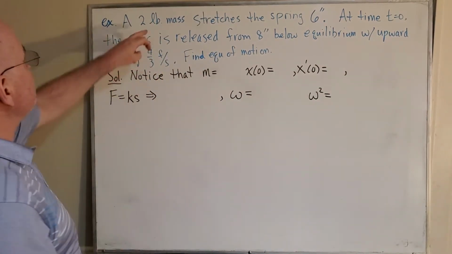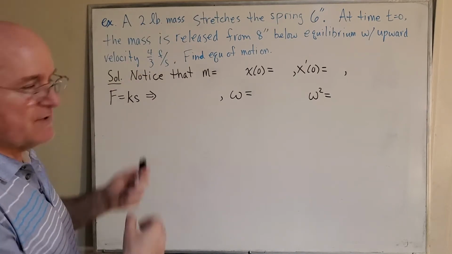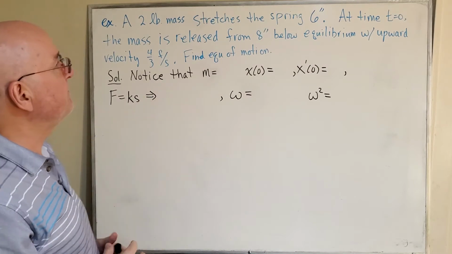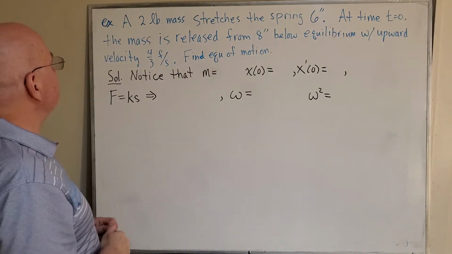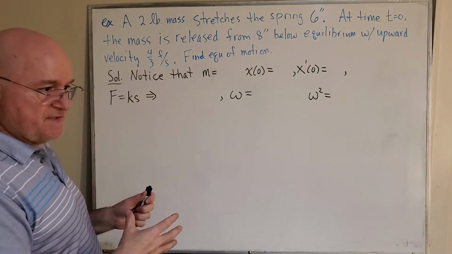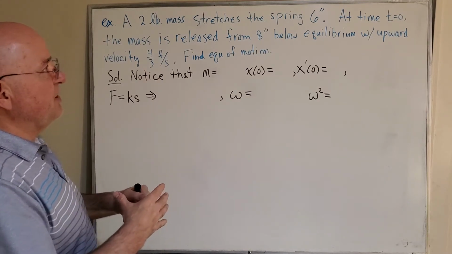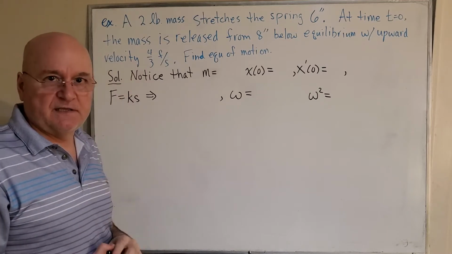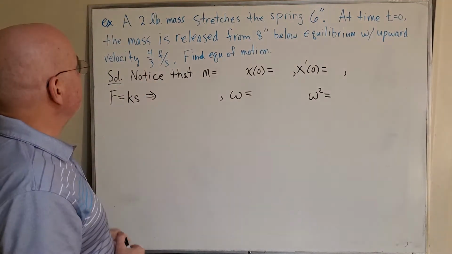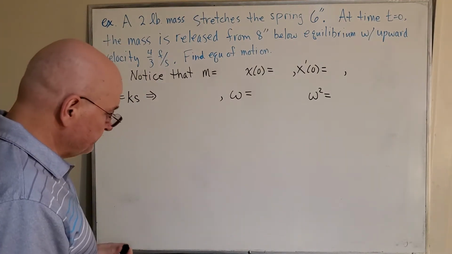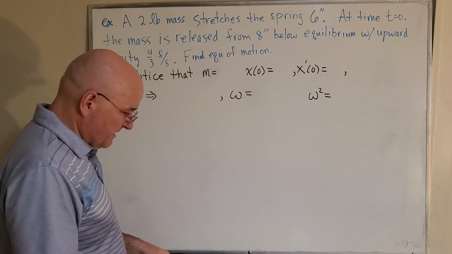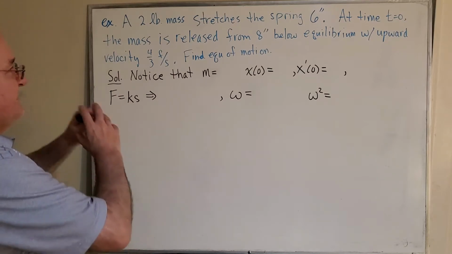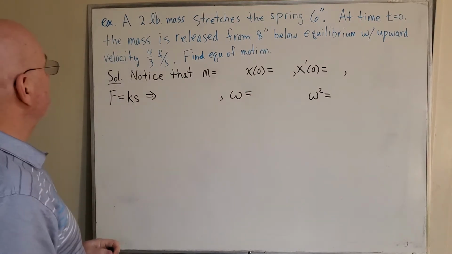Okay, a 2-pound mass stretches the spring from its natural length 6 inches. At time t equals 0, the mass is released from 8 inches below equilibrium with an upward velocity of 4/3 feet per second. Find the equation of motion. All right, well, let's write down everything we know.